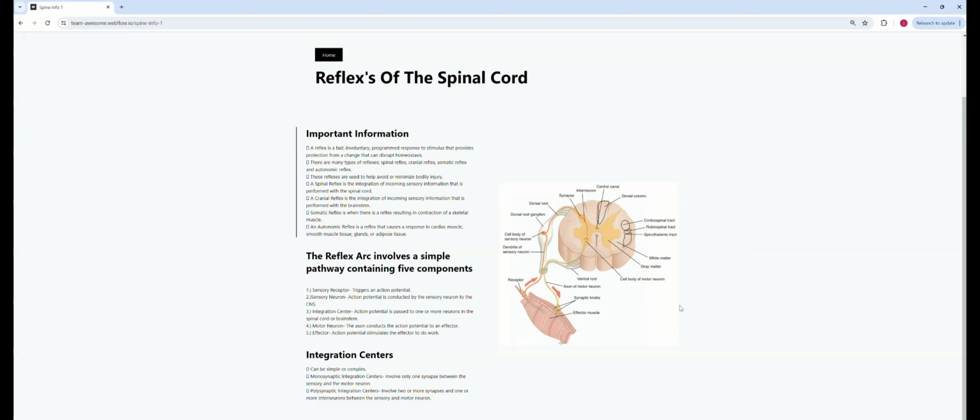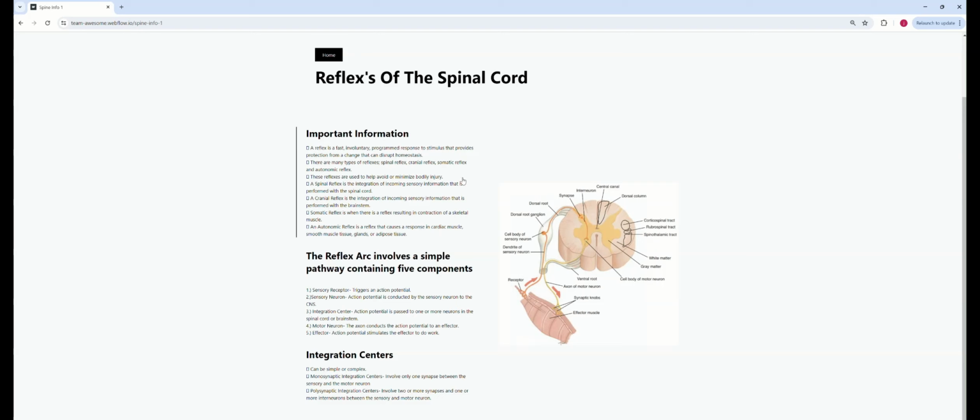A spinal reflex is the integration of incoming sensory information that is performed with the spinal cord. A cranial reflex is the integration of incoming sensory information that is performed with the brainstem. A somatic reflex is a reflex resulting in contraction of a skeletal muscle. An autonomic reflex is a reflex that causes a response in cardiac muscle, smooth muscle tissues, glands, or adipose tissue.